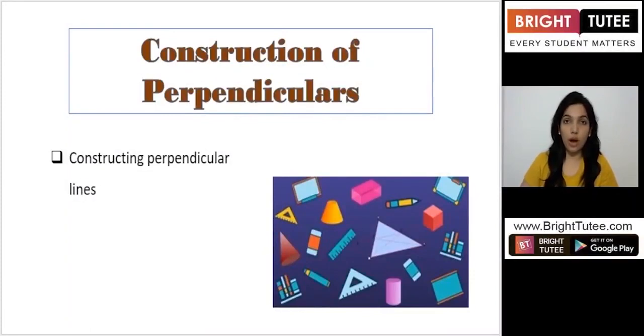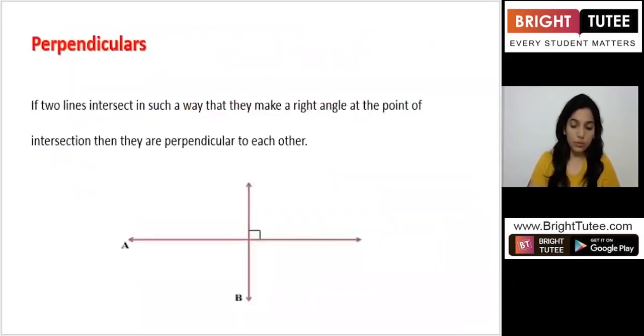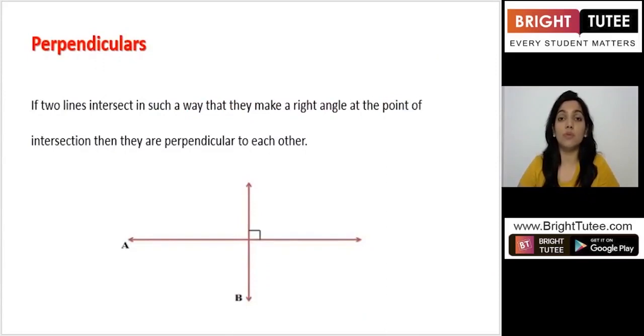Okay, so we know how to draw the lines, we know how to draw these line segments in fact, right? So let us see, when we have got these lines, how we can draw the perpendicular to these lines. Starting with what we can understand about perpendiculars: if two lines intersect in such a way that they make a right angle at the point of intersection, then we call them perpendicular lines.